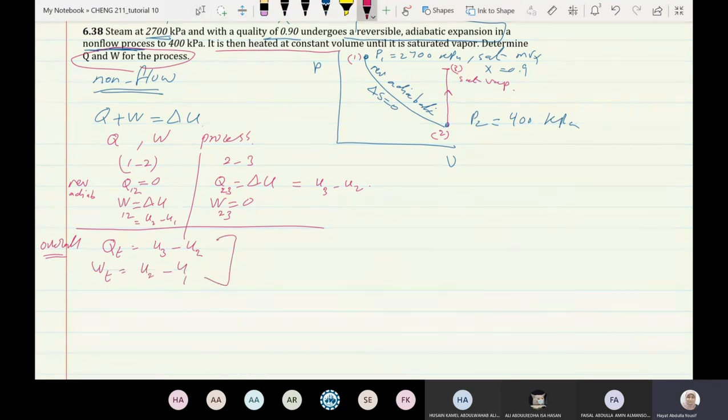In other words, I know that what I need to calculate in all this is the U values. Once I have U1, U2, U3, then I can solve. So this is the idea, how to get U1, U2, and U3.